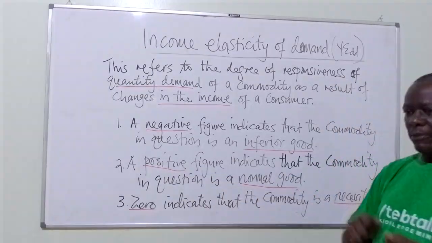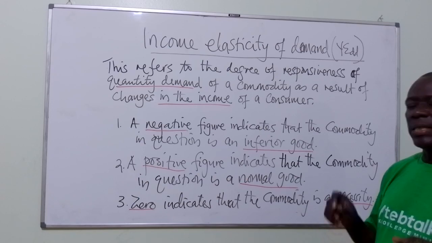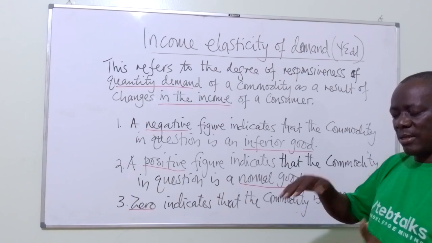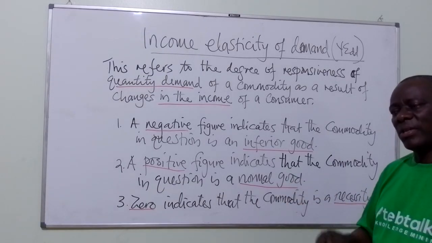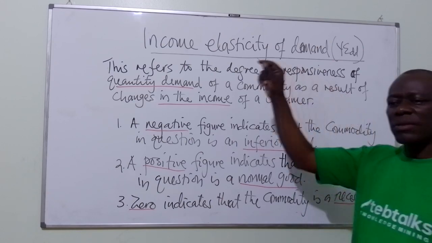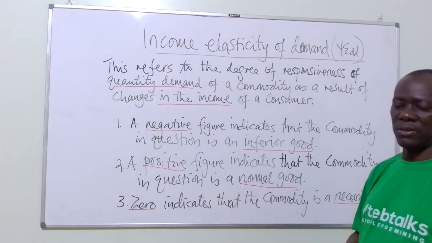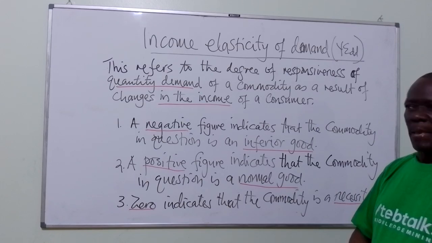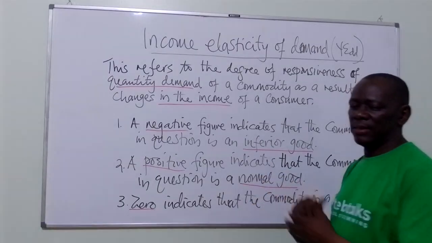Whereas if it is positive, you calculate and the figure is positive, then you know it is a normal good. By definition, we say normal goods are goods whose demand increases when the consumer's income increases. If you have got 1 million shillings as your salary and they increase it to 1.5, identify those goods which you are going to increase their demands.